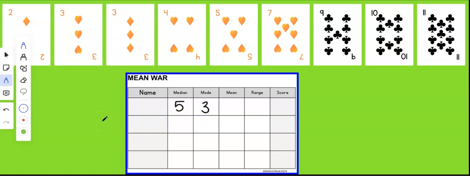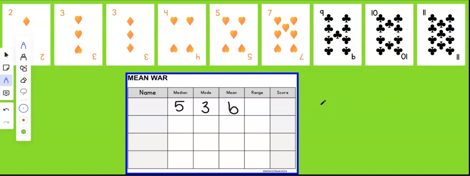Next is the mean. So I need to add up all these numbers, which will get me 54, which is the total of all these numbers added up. I'm going to divide it then by the amount of cards I have, which is 9. And 9 divided into 54 is going to be 6. So my mean is 6. That's the average number I get when I add all these up.